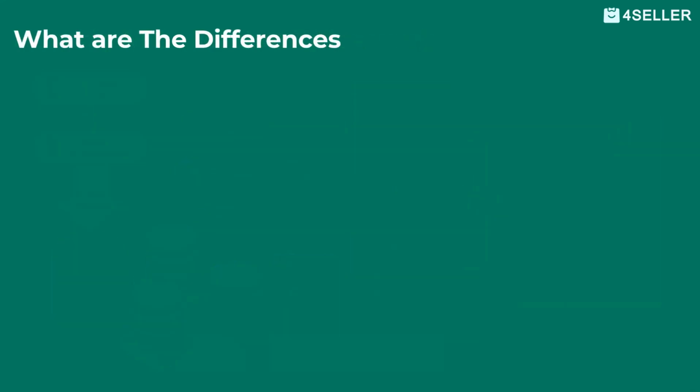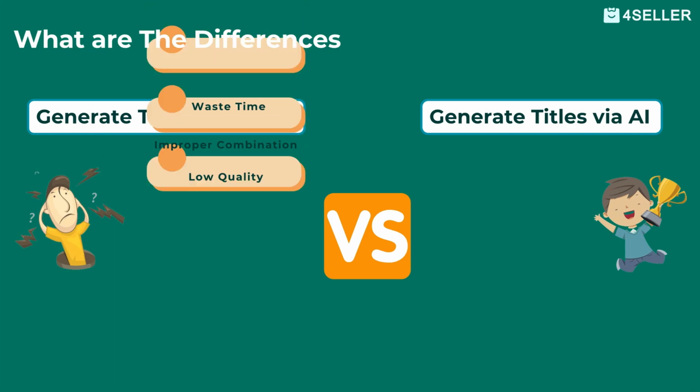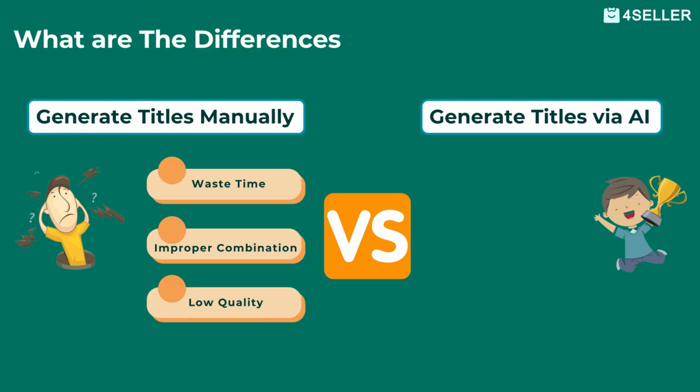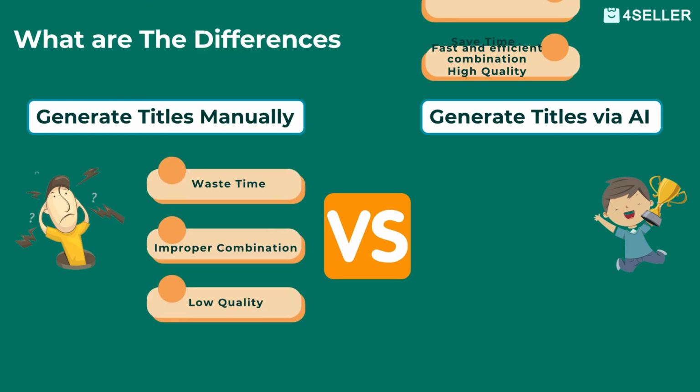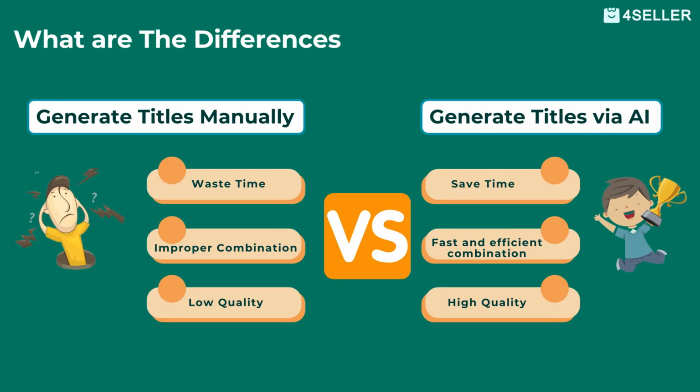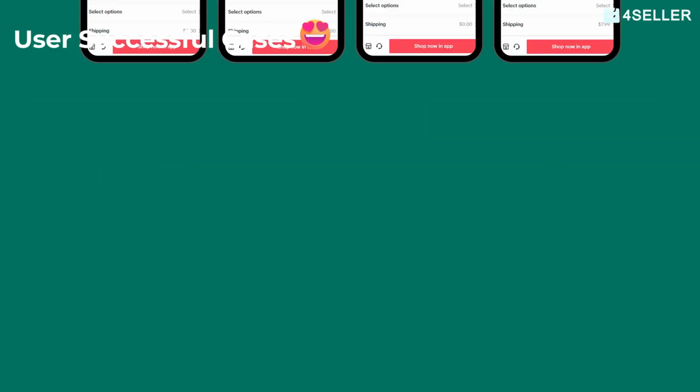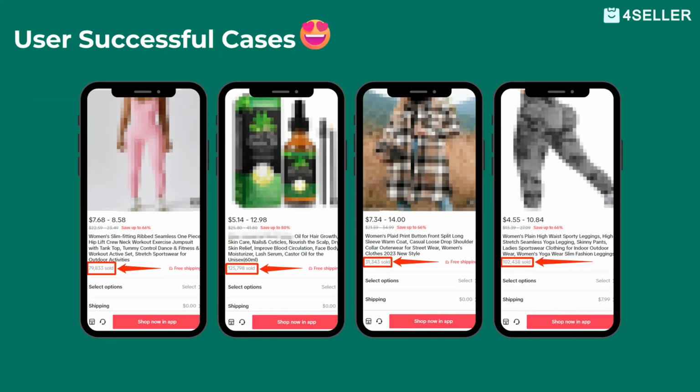Obviously, a title generated manually is time-consuming and sometimes it may not be ideal. But an AI-generated title is formed based on ChatGPT. It saves time and effort with the scientific method of OpenAI embedding, contributing to high-quality titles. The following are real user feedback, and all achieved a good sales volume.